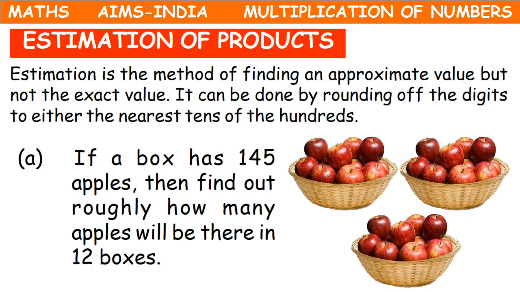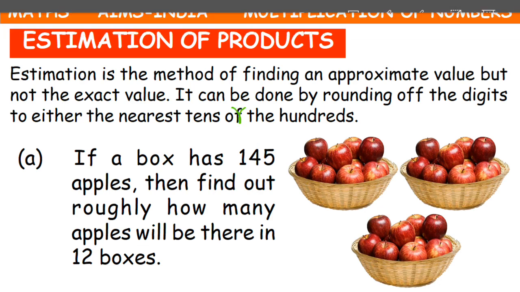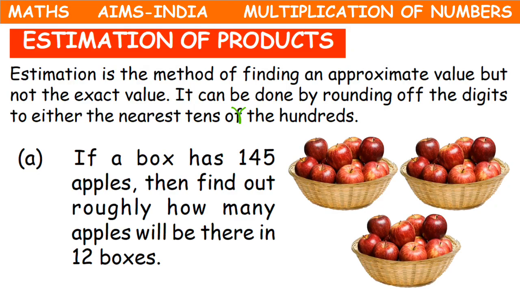I hope this was clear, because we are moving to our next topic, that is estimation of products. Estimation is the method of finding an approximate value but not the exact value. It can be done by rounding off the digits to either the nearest tens or the hundreds. If a box has 145 apples, then find out roughly how many apples will there be in 12 boxes.